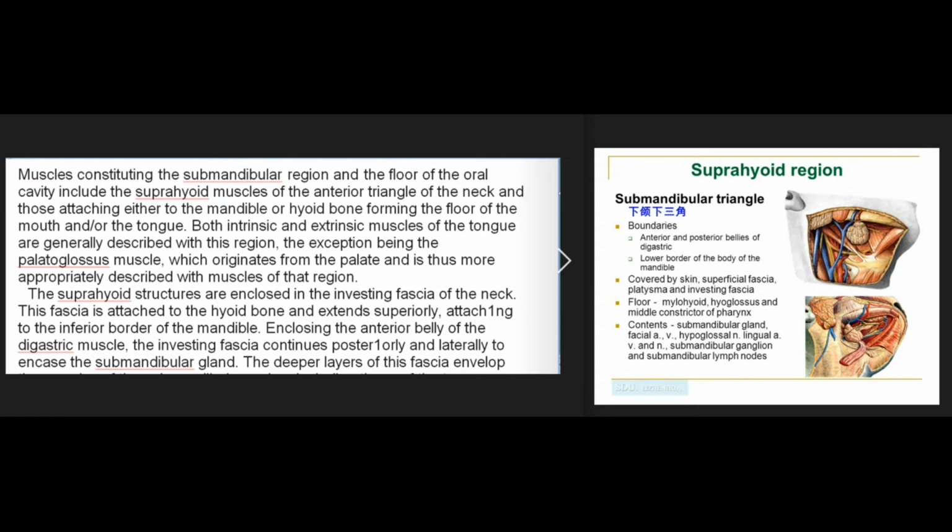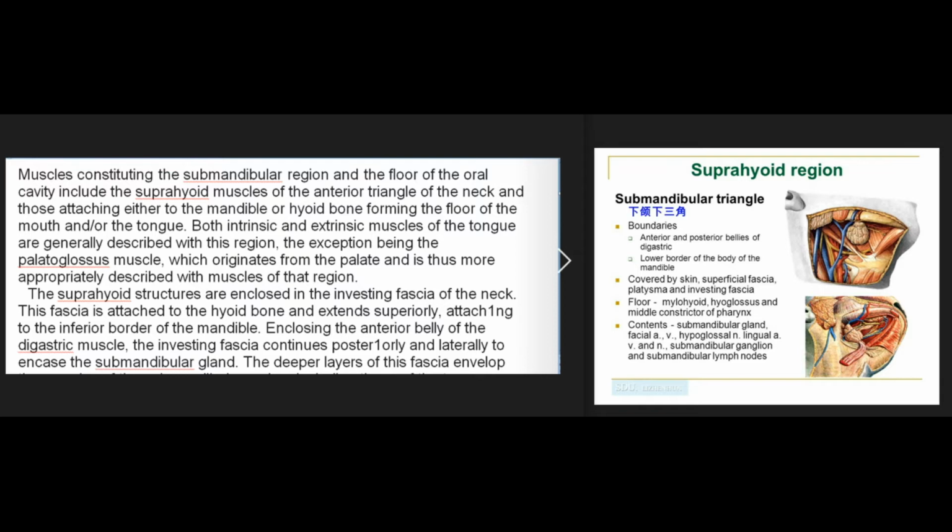Muscles constituting the submandibular region and the floor of the oral cavity include the suprahyoid muscles of the anterior triangle of the neck and those attaching either to the mandible or hyoid bone forming the floor of the mouth and/or the tongue. Both intrinsic and extrinsic muscles of the tongue are generally described with this region, the exception being the palatoglossus muscle, which originates from the palate and is thus more appropriately described with muscles of that region. The suprahyoid structures are enclosed in the investing fascia of the neck. This fascia is attached to the hyoid bone and extends superiorly, attaching to the inferior border of the mandible.